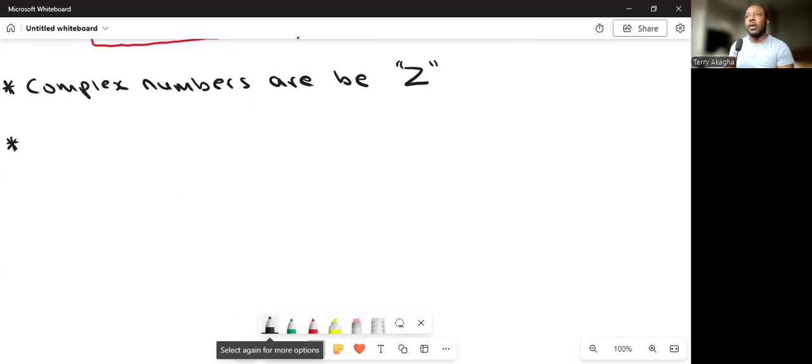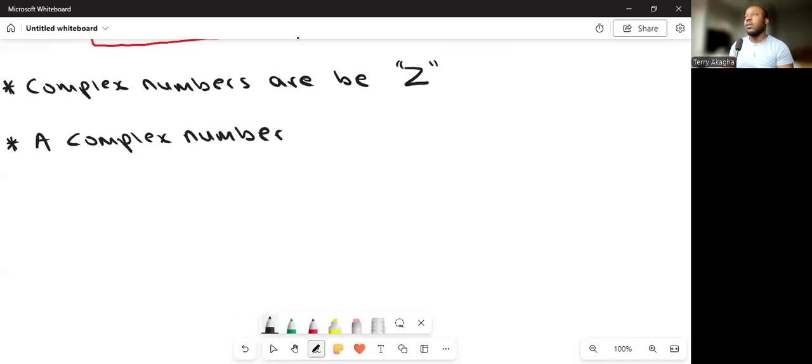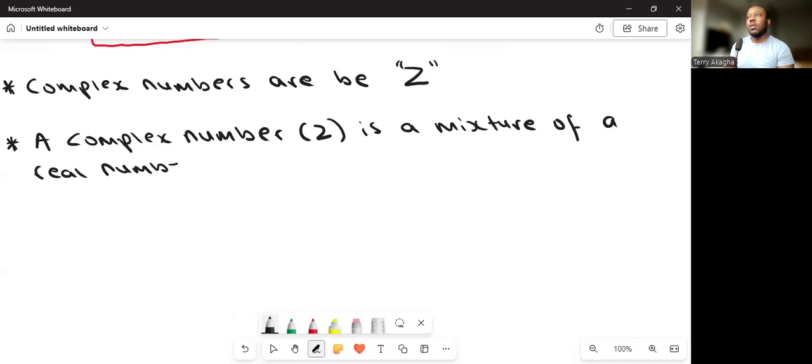So also a complex number, now Z, it's a mixture of a real number and an imaginary number.